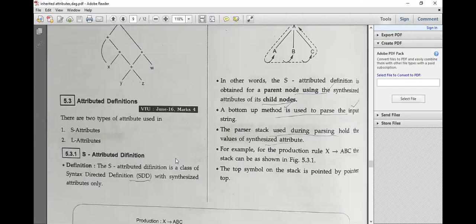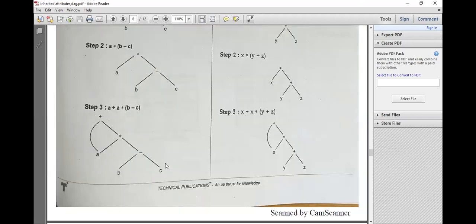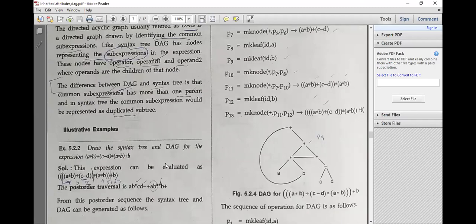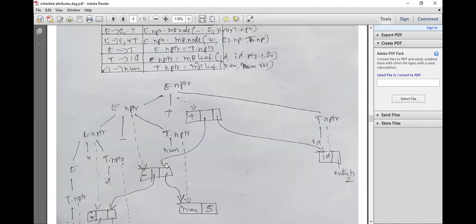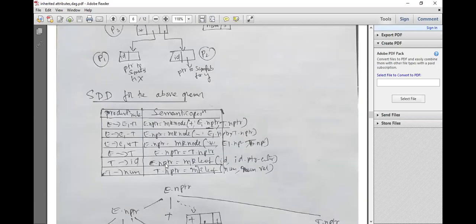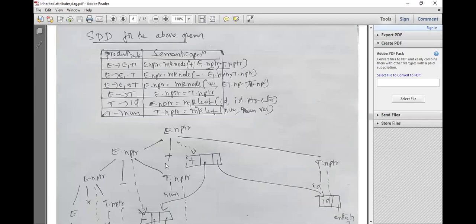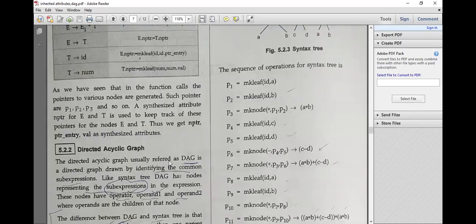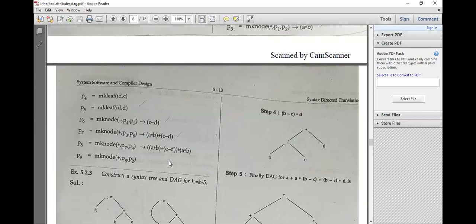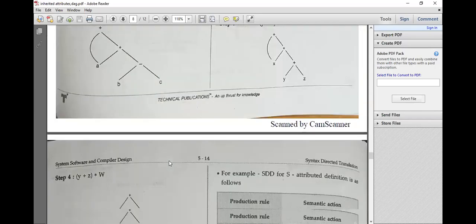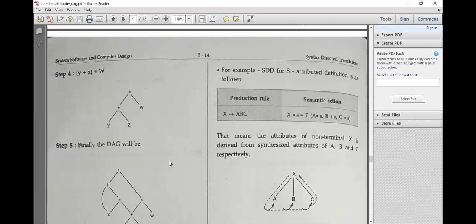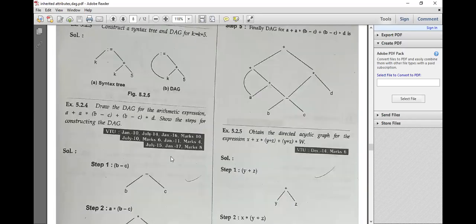Any doubt here? S attributes and L attributes we'll discuss in the next class. Before going to S attributes and L attributes, first you should thoroughly know the concepts of synthesized attributes and inherited attributes, what a syntax tree is, and what is meant by SDD. If you know all these things, you can easily understand L attributes and S attributes. You can't jump directly to S attributes and L attributes. If you know all these things very clearly, then you can easily understand the concept.